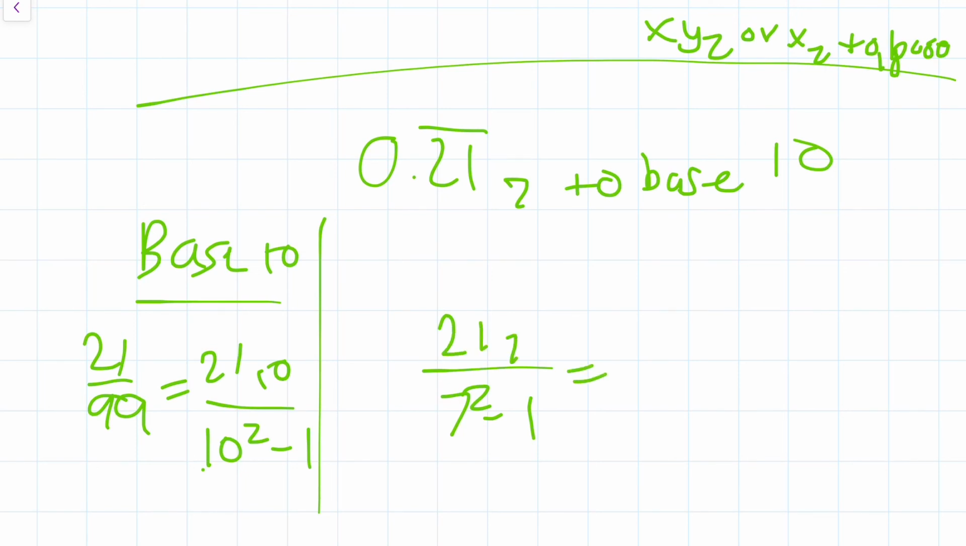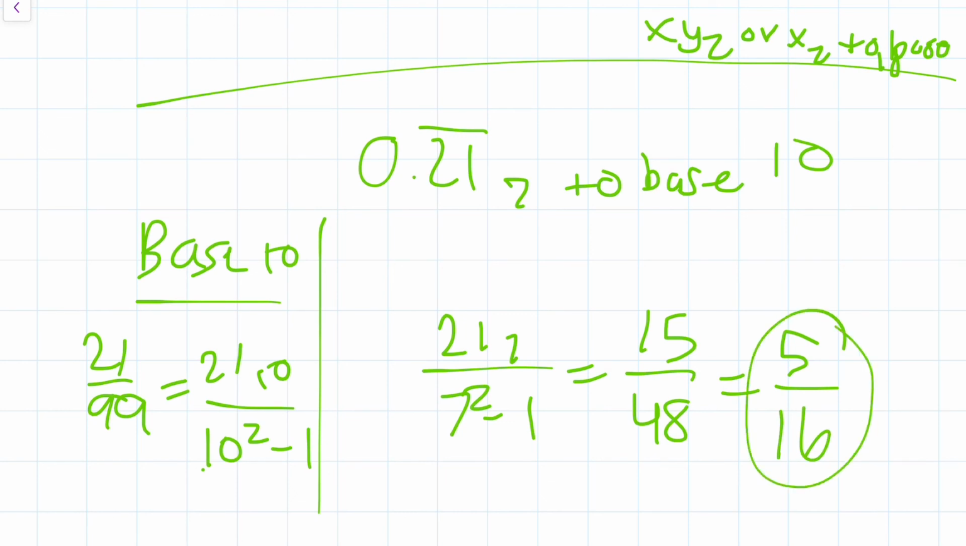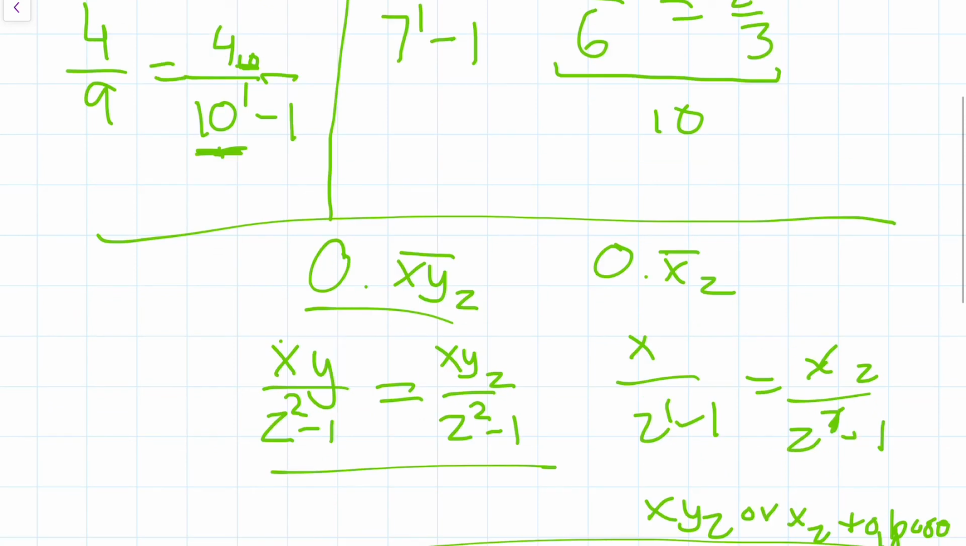So 21 base 7 to base 10 is going to be equal to 15 over 48. And this will equal, divide by 3, you get 5/16. So this is our answer, and we have tried 2 examples.